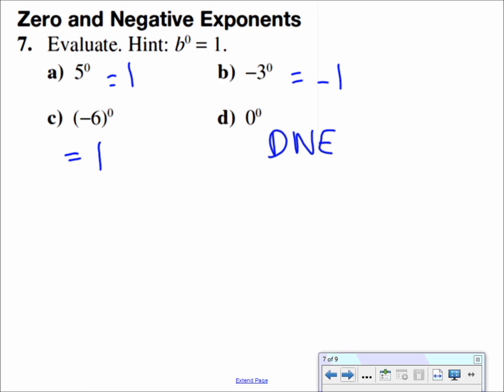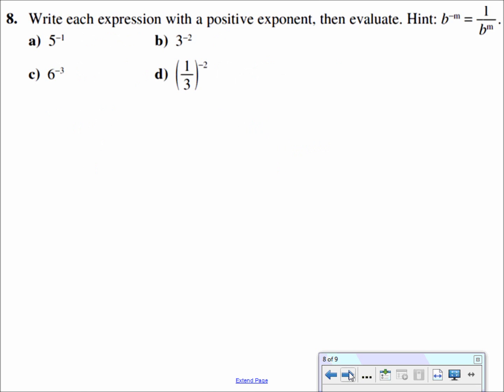You can never actually have a base of 0. You can never have a base of 0. Okay? You can get really close. You can have a really tiny decimal, but it'll never be 0. Okay, next, negative exponents. So the hint is here, or you can look at the board here.